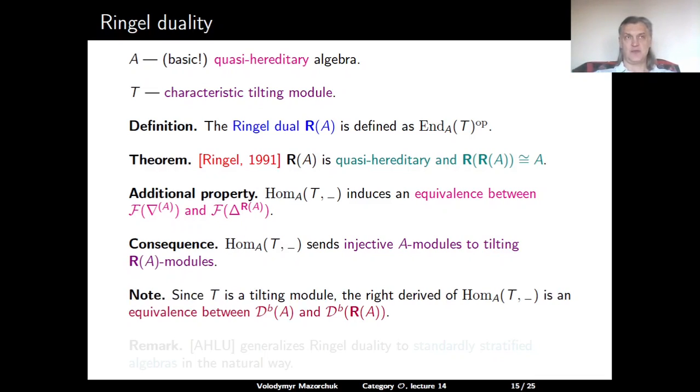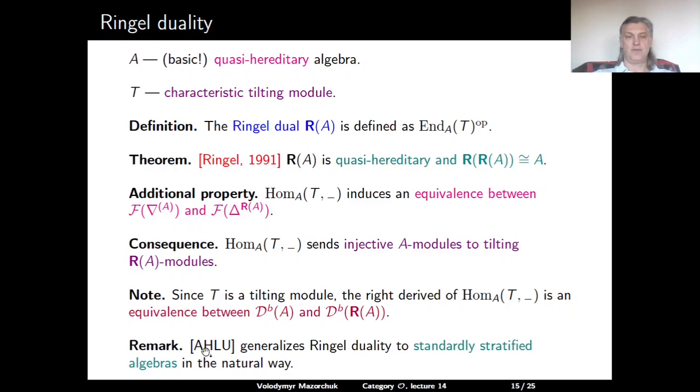Since T is a tilting module, it's in particular a generalized tilting module, so the right derived functor of Hom(T, -) is an equivalence between the bounded derived category of A and the bounded derived category of R of A. And the paper of Ágoston, Happel, Lukács, and Unger generalizes Ringel duality to the setting of standardly stratified algebras in the obvious way.